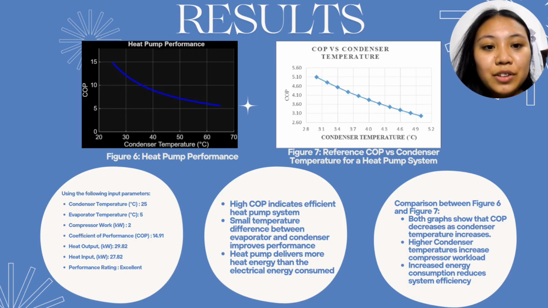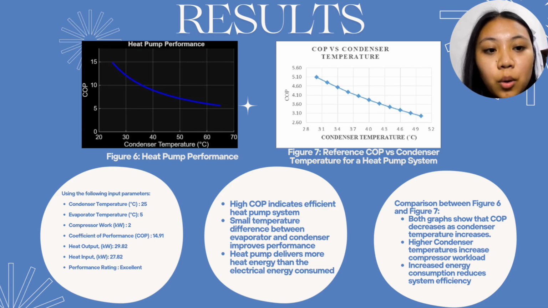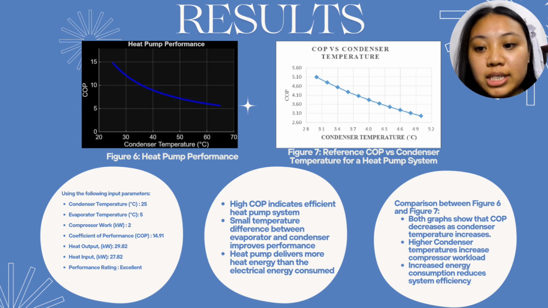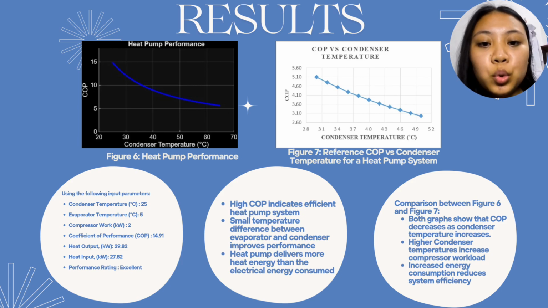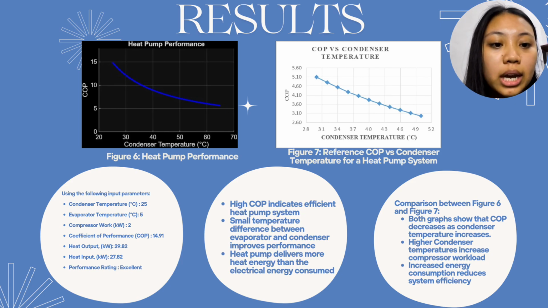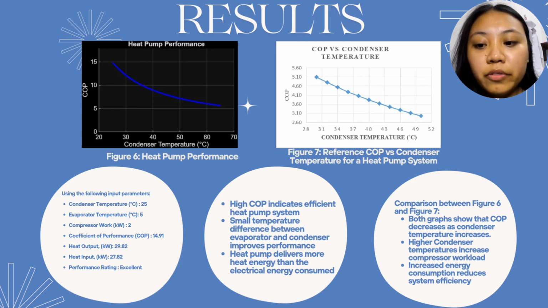Next, results. For these simulations, the condenser temperature was set to 25 degrees Celsius, the evaporator temperature to 5 degrees Celsius, and the compressor work to 2 kilowatt. The simulator calculated a COP of 14.91, a heat output of 29.82 kilowatt, and a heat input of 27.82 kilowatt. The overall performance rating is excellent.